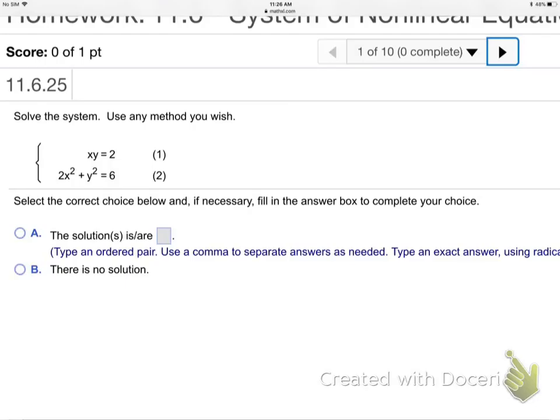Okay, so there we go. So now in 11.6, this is the end of chapter 11 here. We're solving systems. This has been all about systems, more than one equation at the same time. Now we want to solve more than one equation at the same time, a system where they're not linear.